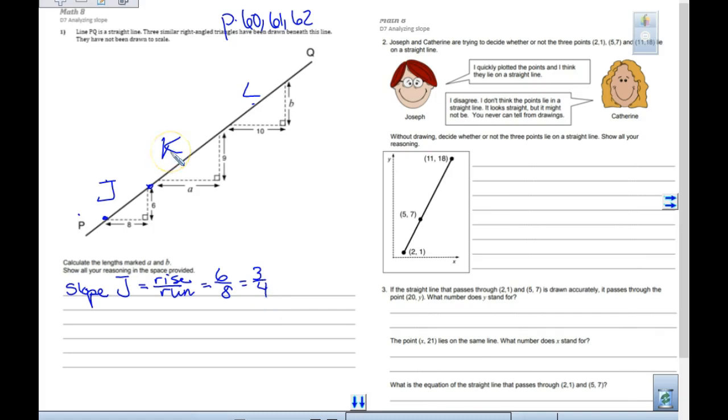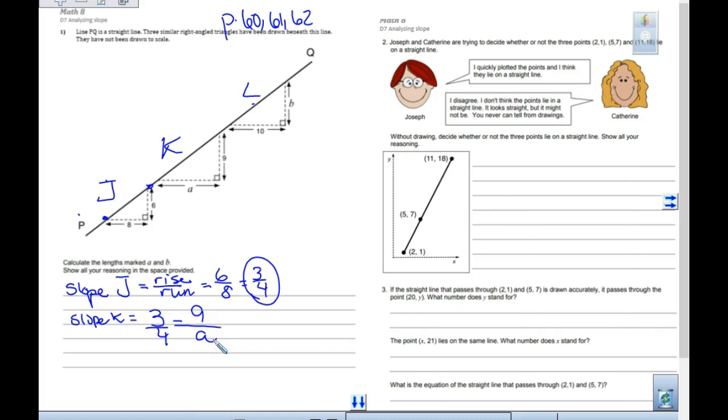I am now going to put K. I am going to keep using this one, right? So now I'm going to put the slope of K. Keep in mind, it has to be the same slope as this one, right? So I'm going to put the slope of J, which is 3/4, has to be equal to 9 is the rise, A is the run. Do you know how to solve that problem?